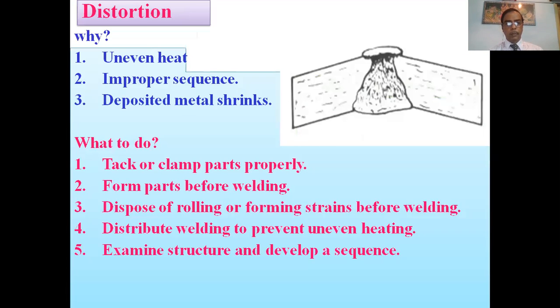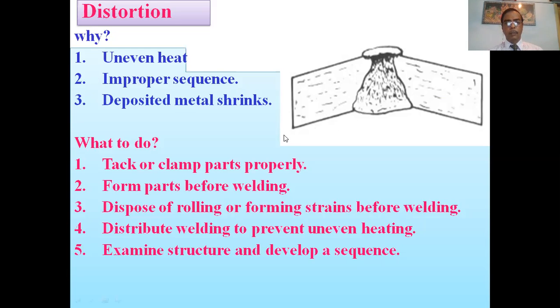Distortion. Distortion is another problem among welding defects. If you give uneven heat, then distortion may occur due to expansion and contraction, improper sequence, or deposited metal shrinkage. This is how distortion occurs.